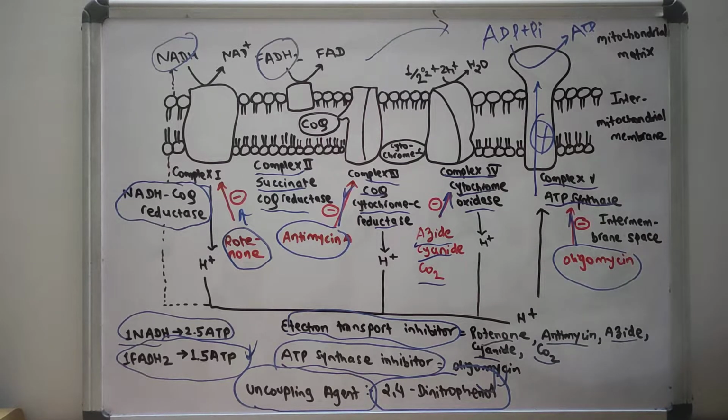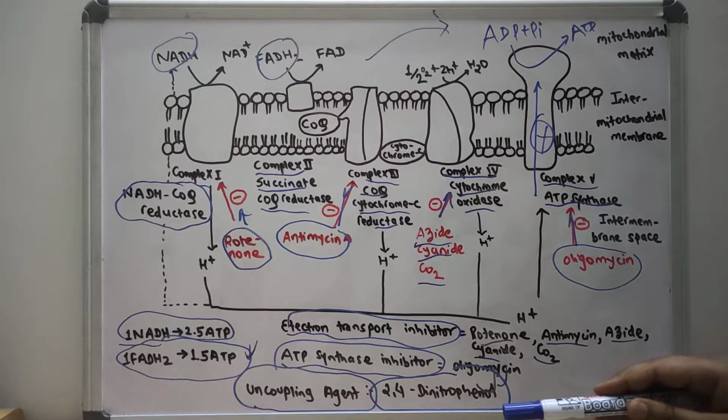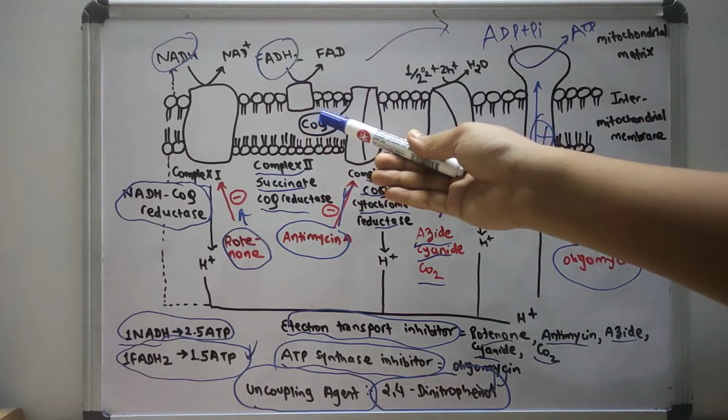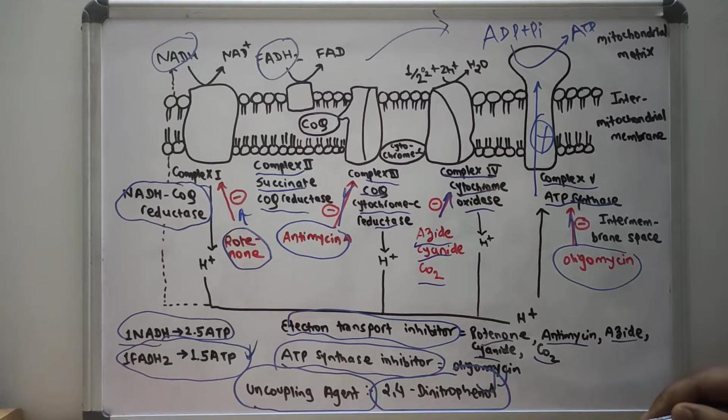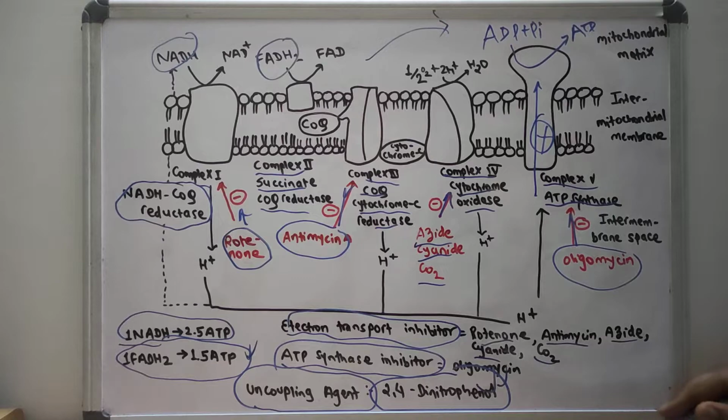So again, I am going to revise the electron transport chain. There are mainly 5 components of the electron transport chain. Component 1, also known as complex 1, is NADH COQ reductase. Complex 2 we call succinate COQ reductase. Complex 3 is COQ cytochrome C reductase. Complex 4 is cytochrome oxidase, and complex 5 is ATP synthase. In the electron transport chain, one NADH produces 2.5 ATP, whereas one FADH2 produces 1.5 ATP.